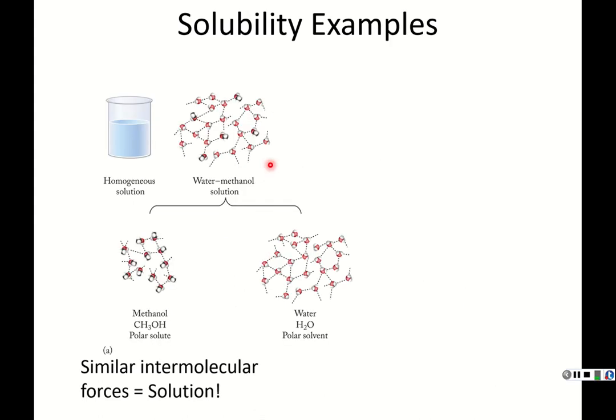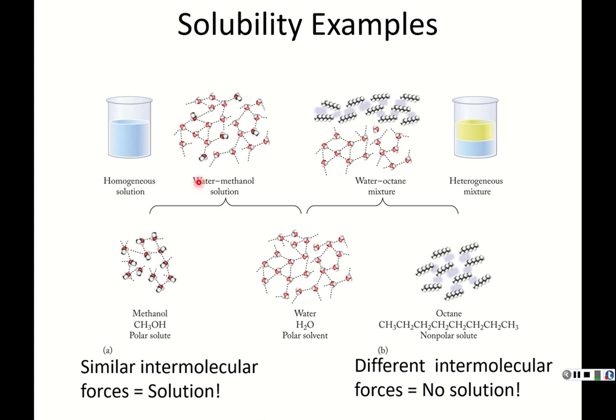Right? The example from the book that they use, a water-methanol solution, is homogeneous because, like dissolves like. They can hydrogen bond together. When they're separate, methanol and water are both polar and they both form hydrogen bonds with themselves. So when you mix them, they don't miss a beat. They can make a homogeneous solution. They have similar intermolecular forces.